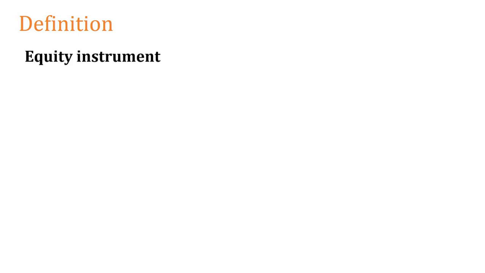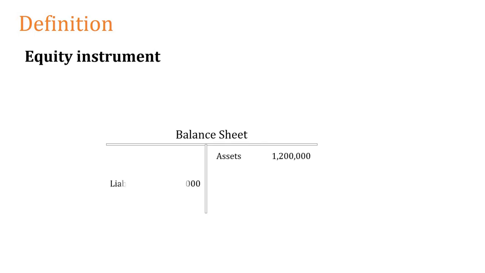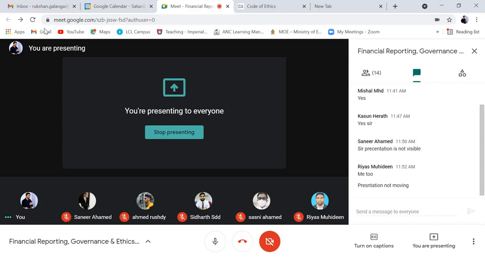Okay, now tell me, this is the balance sheet. In this balance sheet, you have assets on this side and liabilities on this side. When you take this total together, right, what do we call this balance part? What do we call this balance part?